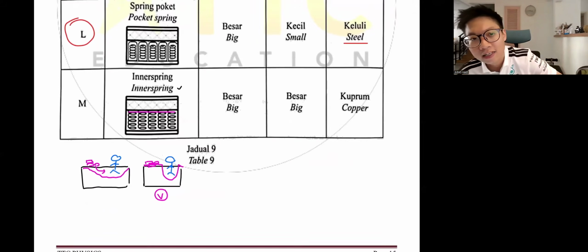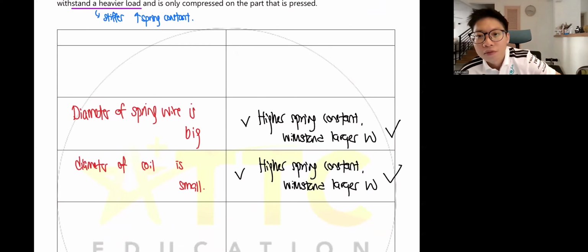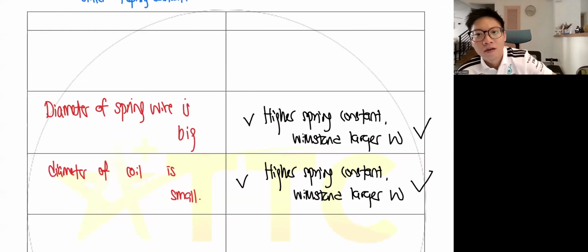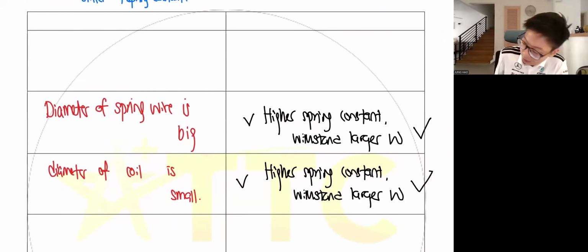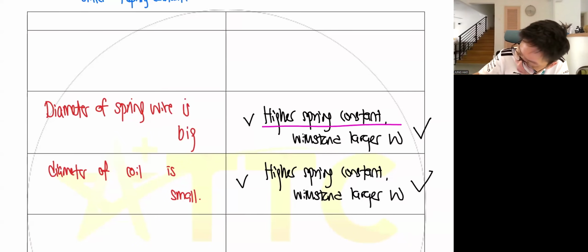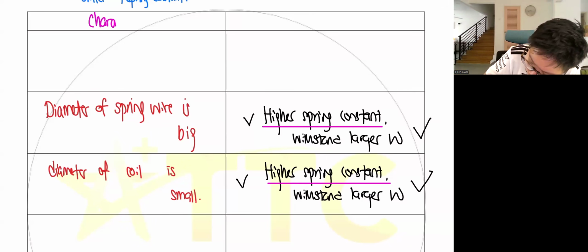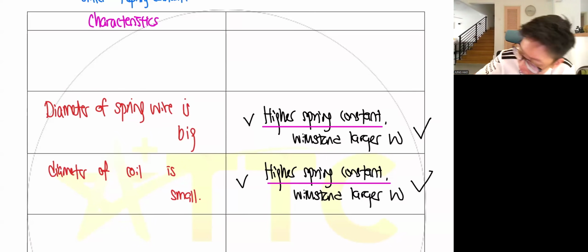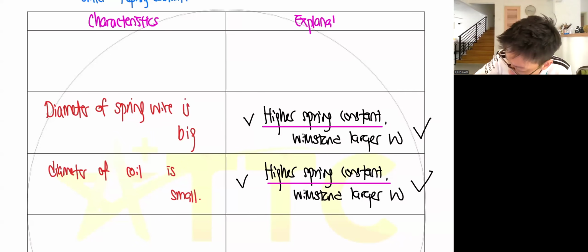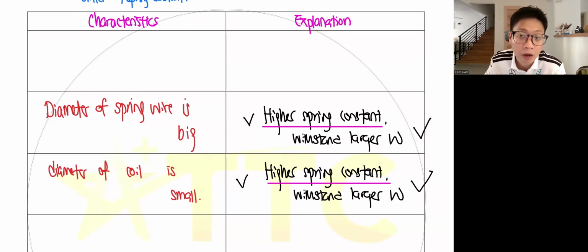Yeah. Okay, guys. So for example, if I write like this, yes, okay. So the diameter of the spring wire is big. The diameter of the cord is small. Can I write the same answer for my essay? So am I allowed to write the same answer for my essay? The answer is yes. Okay, can.